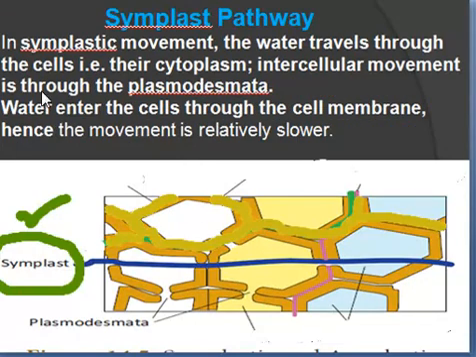In symplastic movement, the water travels through the cells, that is, their cytoplasm. Intercellular movement is through plasmodesmata. Water passes through the cytoplasm. Water enters a cell through the cell membrane. Water has to move through the cell membrane. Hence, the movement is relatively slower.